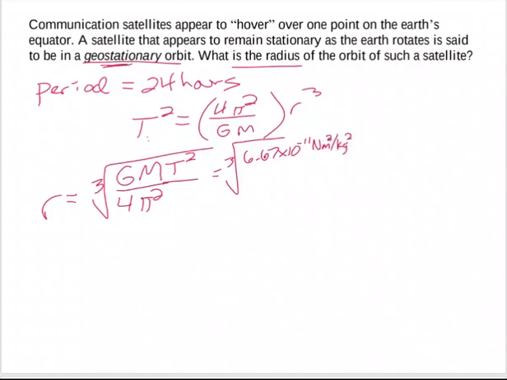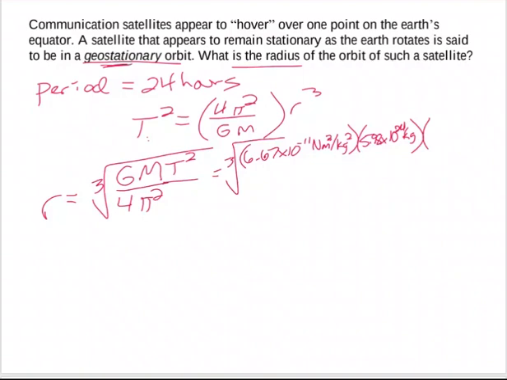Okay, now mass, which mass? The mass of the Earth. Mass of the Earth is what? 5.98 times 10 to the 24th. 5.98 times 10 to the 24th. What units? Kilograms. Okay, and now period squared.